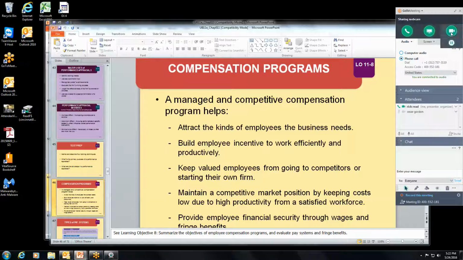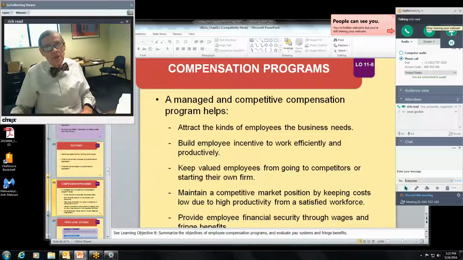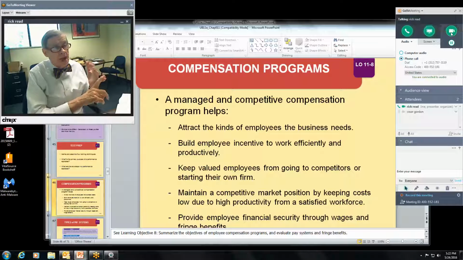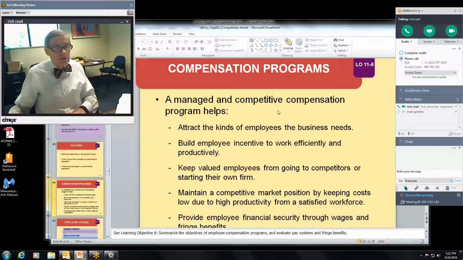Compensation programs are designed to keep and retain the best employees. There are 3 types of pay scales within compensation. A pay scale that lags the market, a pay scale that meets the market, and a pay scale that exceeds the market. You have to know what you're dealing with before you develop that type of system.